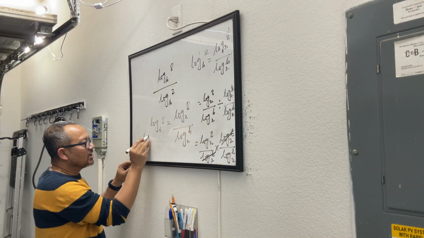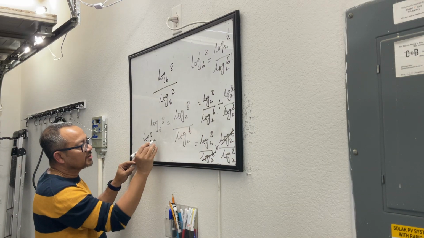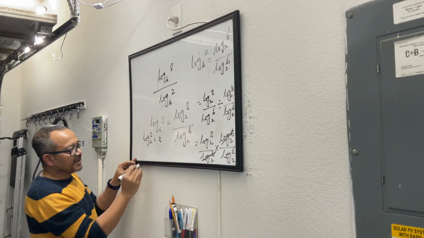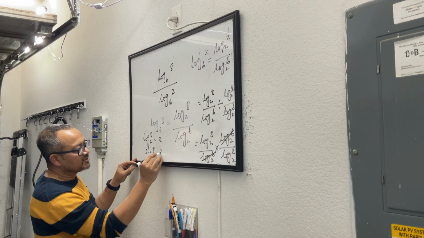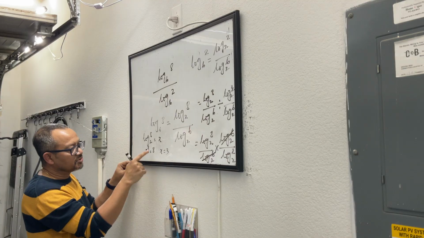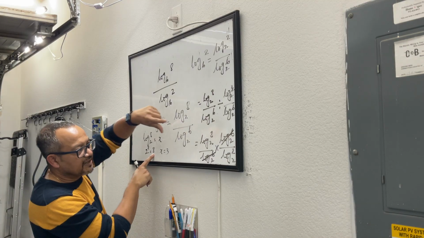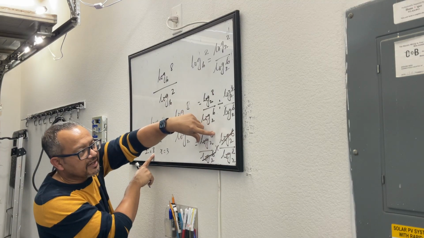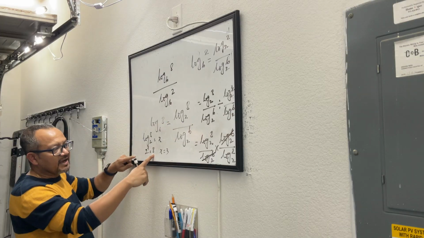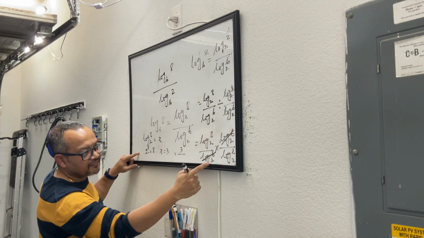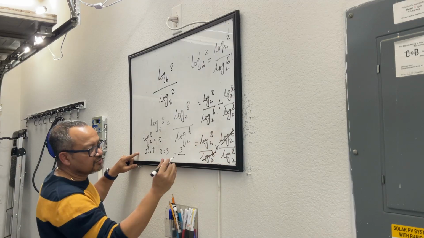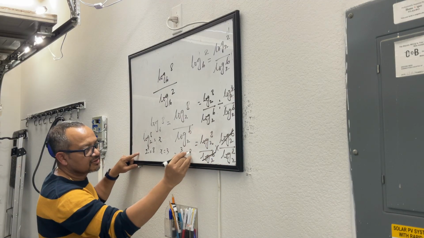Log of 8 base 2 is, let's say, x. That means 2 to the power x is equal to 8. That means your x is equal to 3. 2 into 2 into 2 is 8. So if log of 8 base 2 is x, I got the value of that as 3. Similarly, log of 2 base 2 will give me nothing but 1. So the answer is 3.